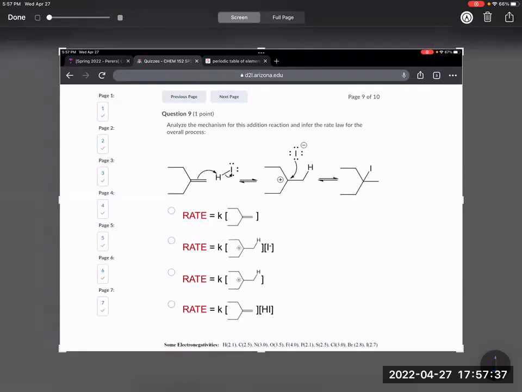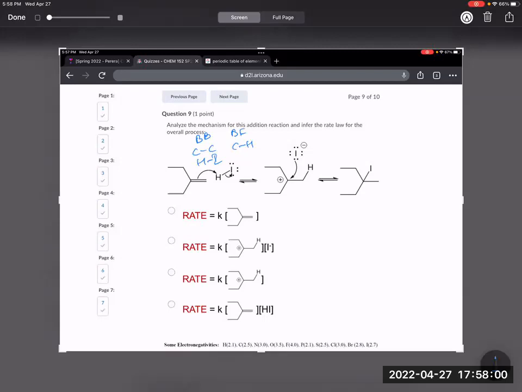We need to know the rate determining step to write the rate law. Always, if you have to write the rate law, you need to know the rate determining step. The bonds that are broken in the first step are the carbon-carbon pi bond and the HI bond. And the bond that is formed in the first step is the carbon-hydrogen bond.